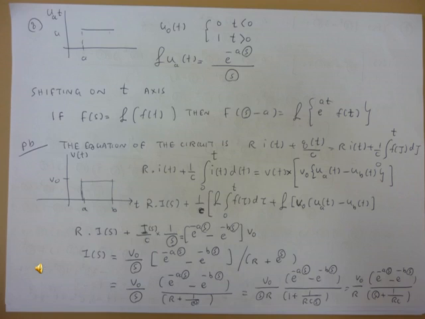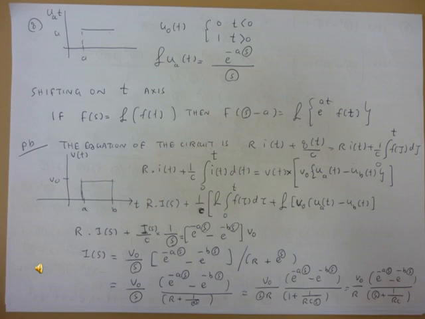Then by finding the Laplace transform, what you get is R multiplied by I(s) plus 1 by C times the Laplace transform of the integration 0 to t of i(τ) dτ, equal to the Laplace transform of V0 (U_a(t) minus U_b(t)). The left hand side is R multiplied by I(s) plus I(s) by C multiplied by 1 by s, and the right hand side is e power minus as minus e power minus bs, multiplying V0. So I(s) is equal to V0 by s multiplied by e power minus as minus e power minus bs, and the whole thing divided by R plus 1 by Cs. Therefore I(s) equals V0 by s multiplied by e power minus as minus e power minus bs, divided by R plus 1 divided by Cs.